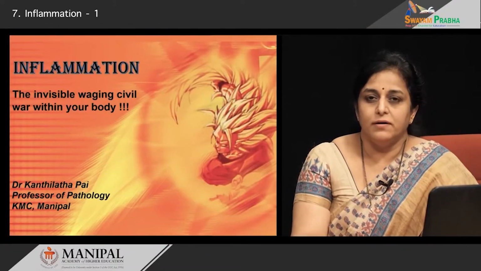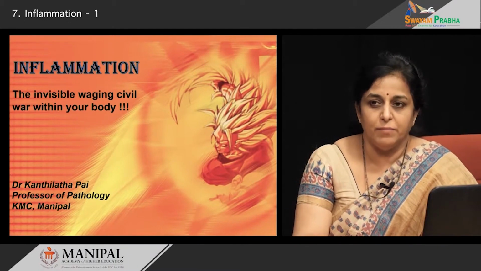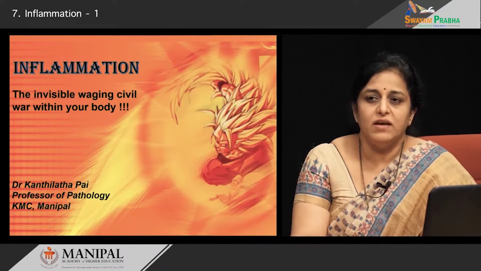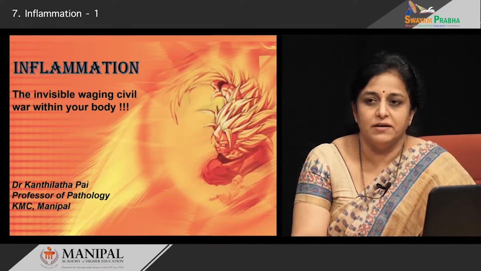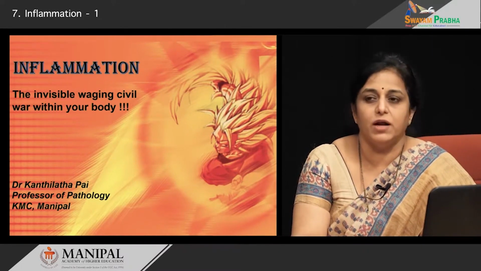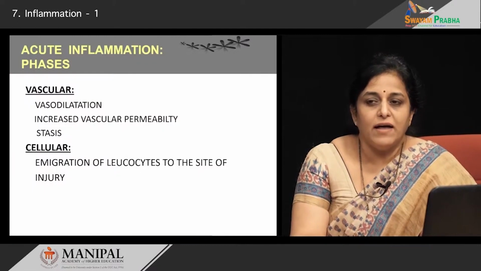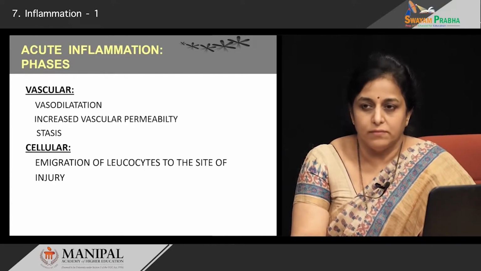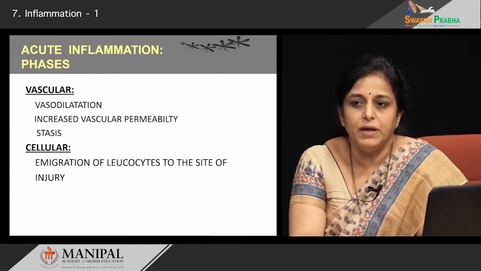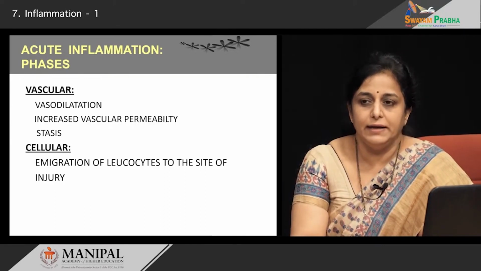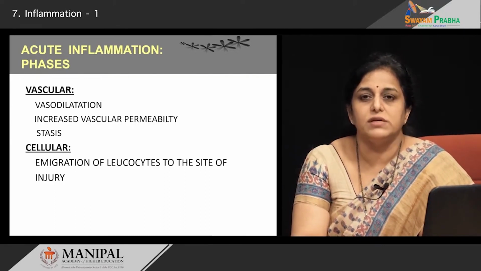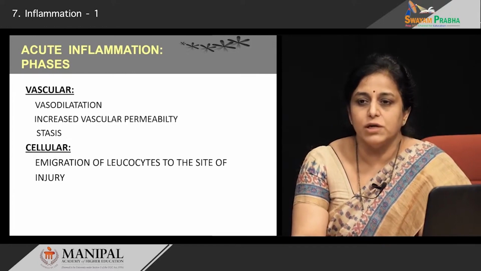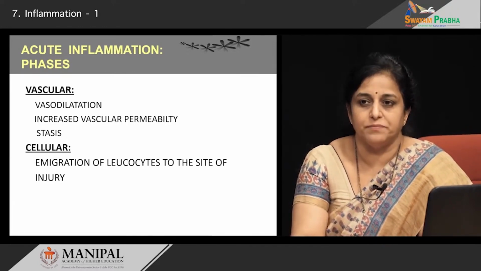So, we will move on to learn about the cellular events that happen in inflammation. You can see a very apt description of inflammation here, the invisible waging civil war within a body. As we learnt, it involves two components, vascular and the cellular. Vascular, vasodilatation, increased vascular permeability, and stasis, which we dealt in detail in the last class. Today we will focus on the cellular events that happen in inflammation, wherein there is emigration of leukocytes from circulation to the site of inflammation.